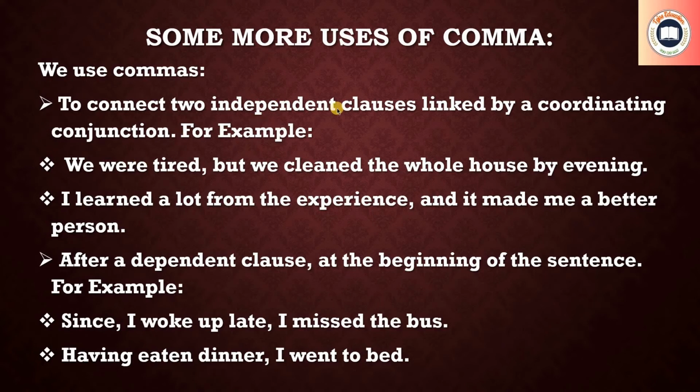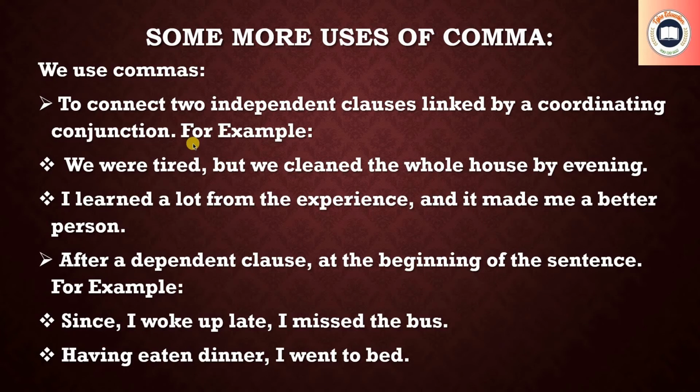So an independent clause is a clause that makes a complete meaning by itself, independently. Such sentences that make complete sense by themselves are known as independent clauses or independent sentences. And what are coordinating conjunctions? Coordinating conjunctions are conjunctions like and, but, and so on.